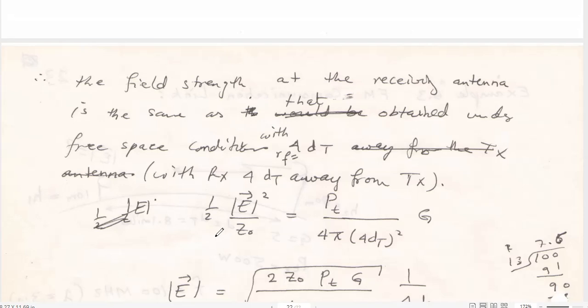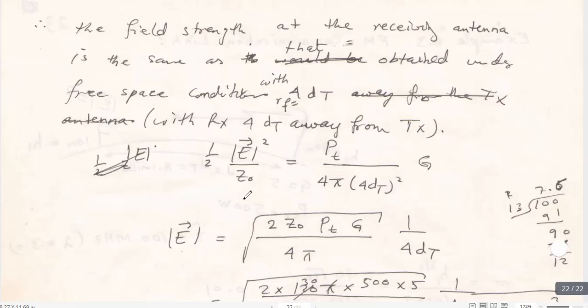When we use the free space range, we can use this formula. The power density is 1/2 electric field magnitude squared over Z naught. Z naught is 120 pi, 377 ohms for free space. This is from Fry's formula, transmitter power divided by the surface area of the sphere with a distance of 4 dt, because Rf is 4 dt, squared, times the gain in that direction. This will give us the power density at the location of the receiver. Now the gain is given, the power transmitted is given, and dt is given. Z naught is known, 120 pi ohms, and we can find E from this equation.